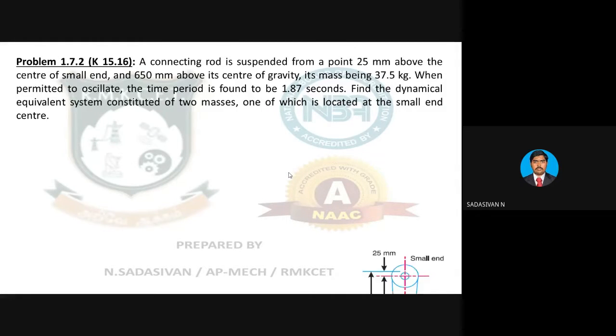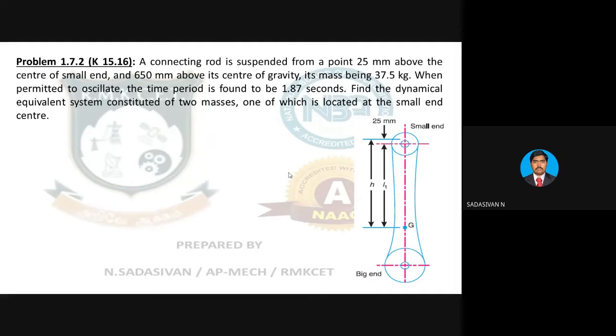A connecting rod is suspended from a point 25 mm above the center of the small end and 650 mm above its center of gravity. Its mass is 37.5 kg. When permitted to oscillate, the time period was found to be 1.87 seconds. Find the dynamically equivalent system constituted of two masses, one of which is located at the small end center.